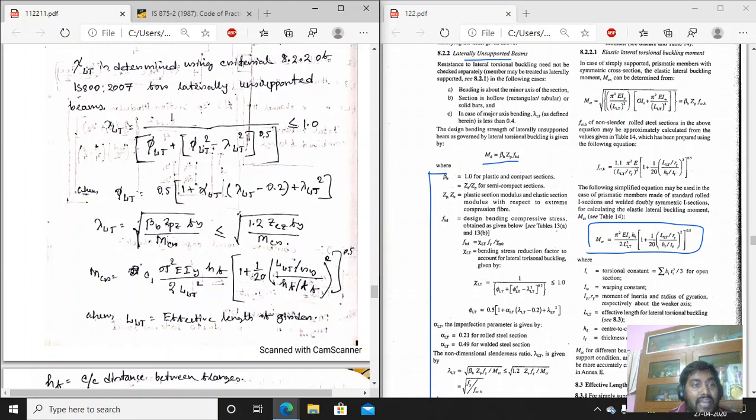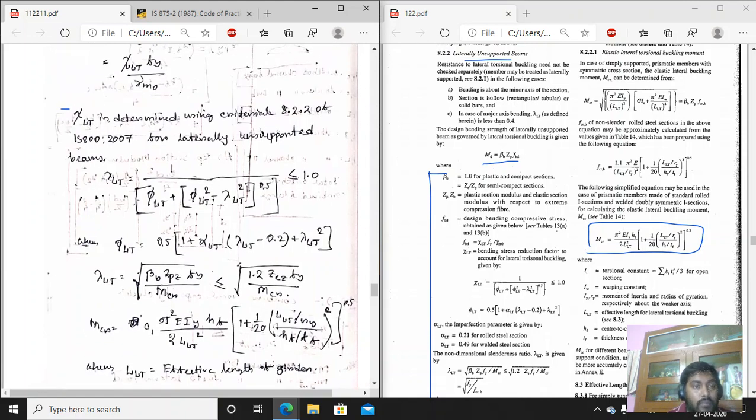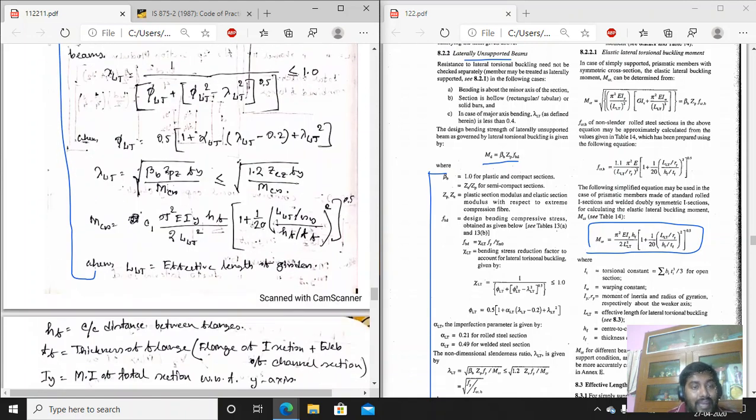XILT you have to determine here, and lambda LT you have to determine. All the values we have to put here. ZPZ we know, we have calculated.